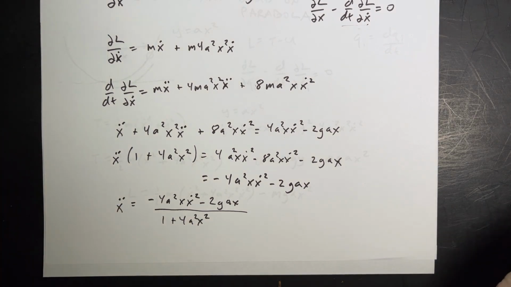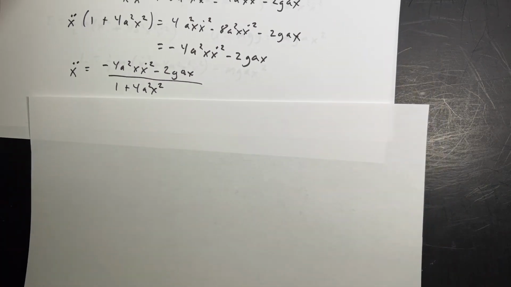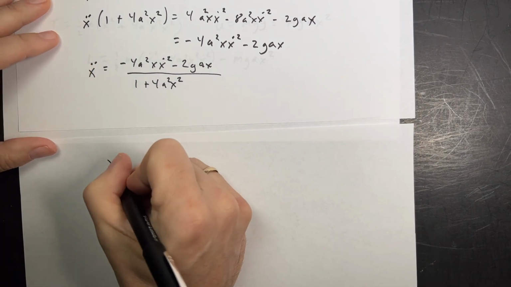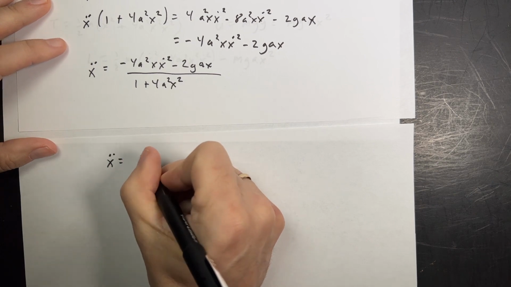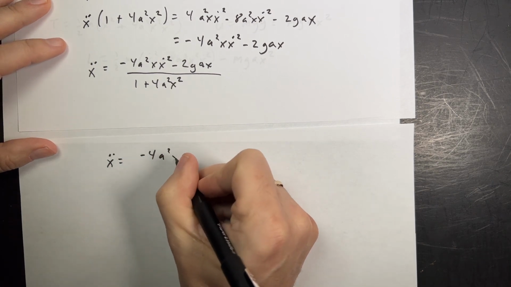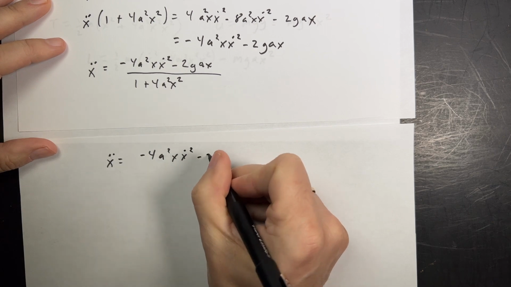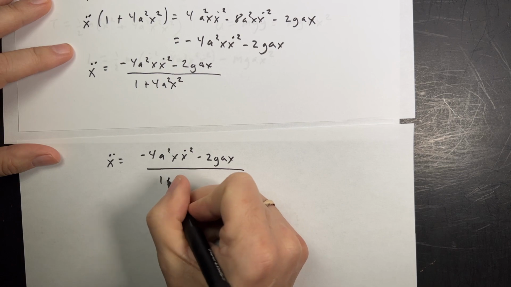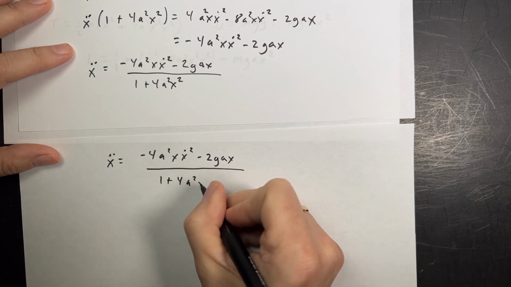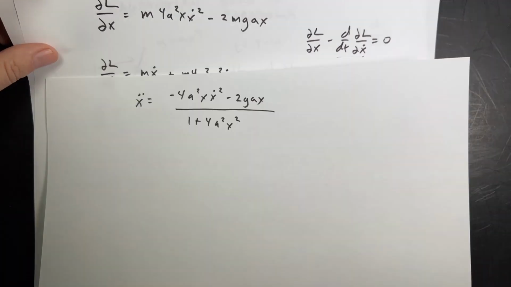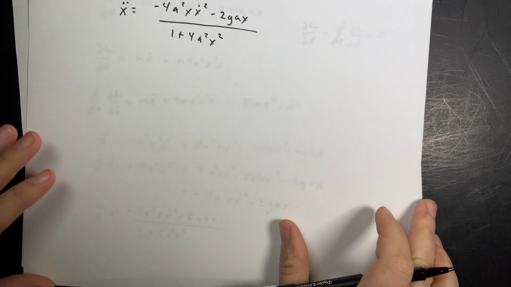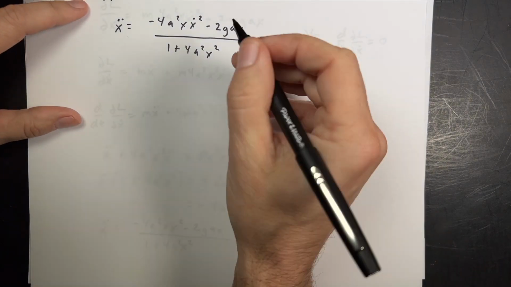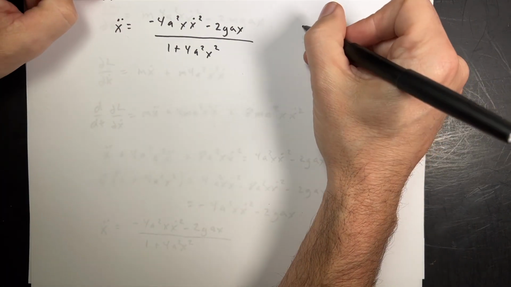Okay, let's write that again, just on a clean sheet of paper. So x double dot is negative 4a squared x dot squared minus 2gax, all of that over 1 plus 4a squared x squared. I think you could simplify this some, but I just don't really want to. But we should check to make sure that we're on the right track, right? Because I need to make sure my units are right.